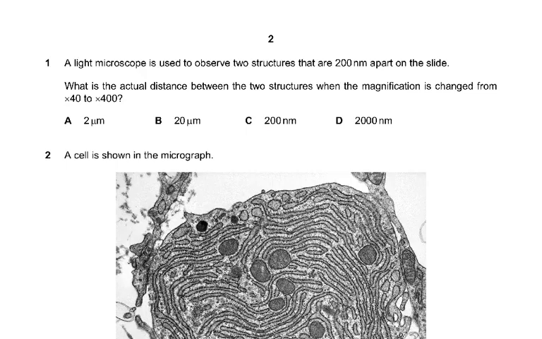Question number 1. A light microscope is used to observe two structures that are 200 nanometers apart on the slide. What is the actual distance between the two structures when the magnification is changed from 40 to 400? You see, the actual structures are 200 nanometers apart. Whether you magnify it will of course look as if it's far apart, but the question asks for the actual distance. The actual distance would always be the same as it was.